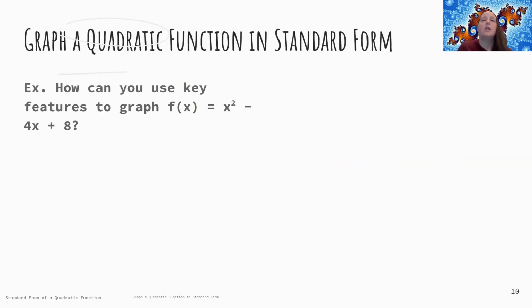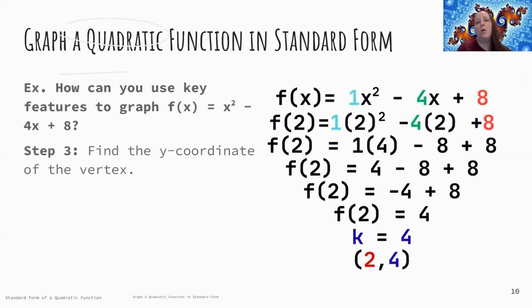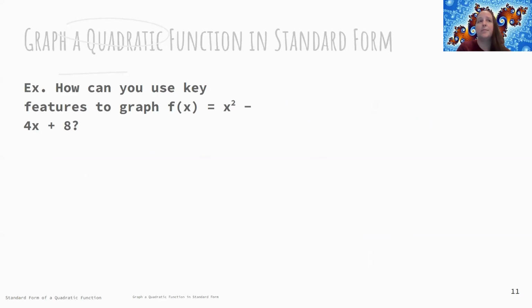Okay. From there, I can figure out what my y coordinate is by substituting the value of 2 into my equation. So f of 2 equals 1 times 2 squared minus 4 times 2 plus 8. So I get 1 times 4, because 2 squared is 4, minus 8 plus 8, which simplifies to 4. Okay, so my y value for my vertex is 4. So now I have my vertex, 2, 4.